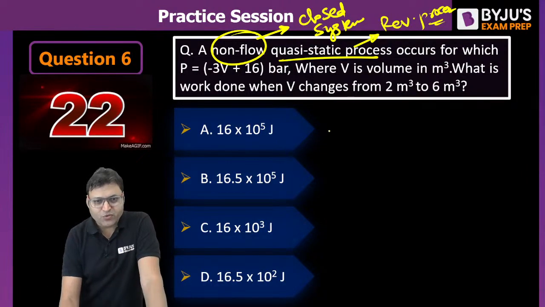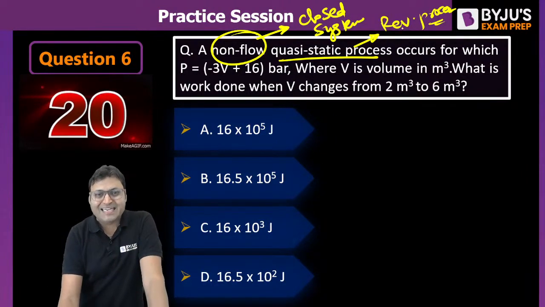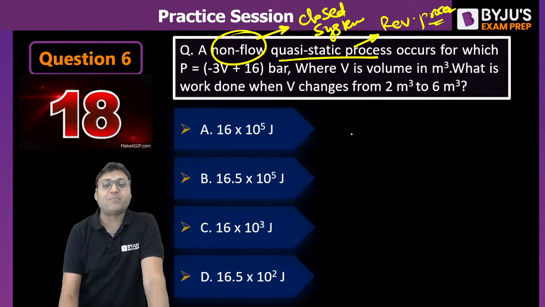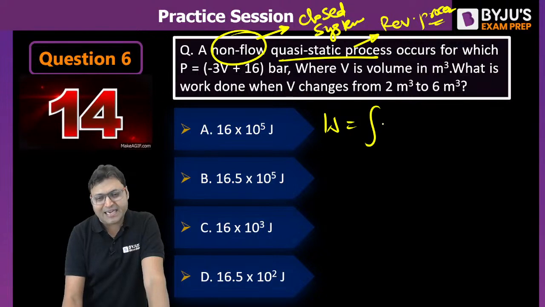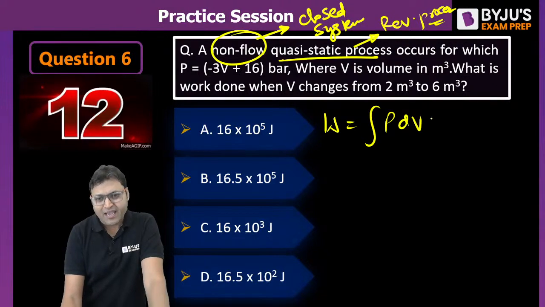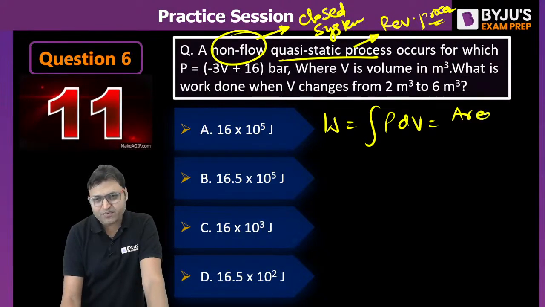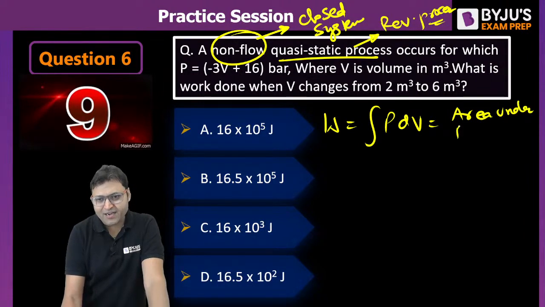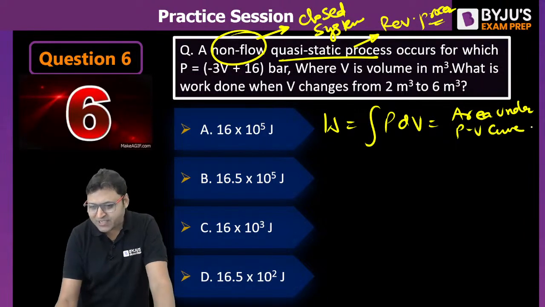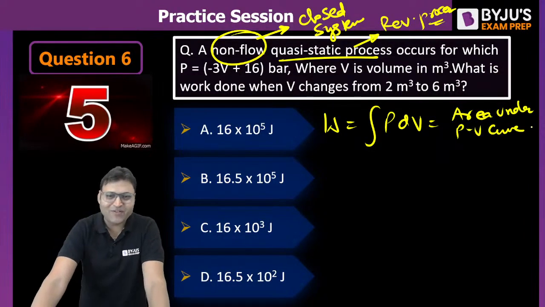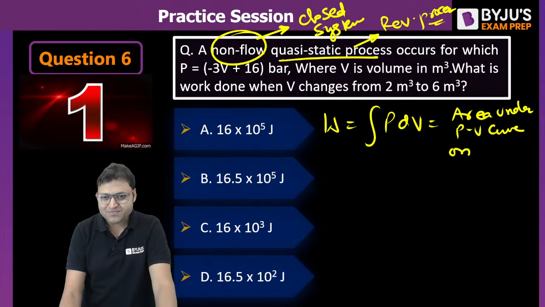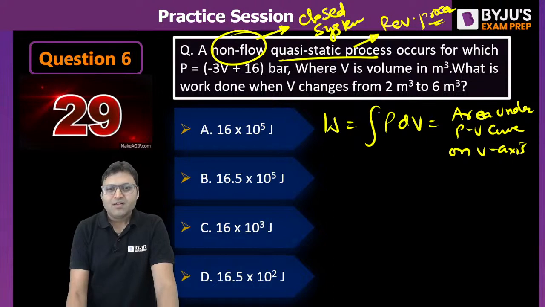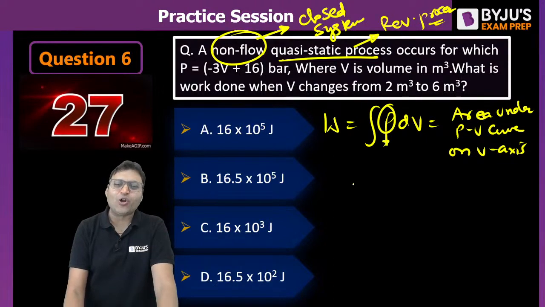What is the answer to this one? Because it is a reversible process undergone by a closed system, the work done is the integration of P dV, the area under the PV curve projected on the volume axis. Hi Tejal, good morning, welcome. So pressure is a function of volume, as given.